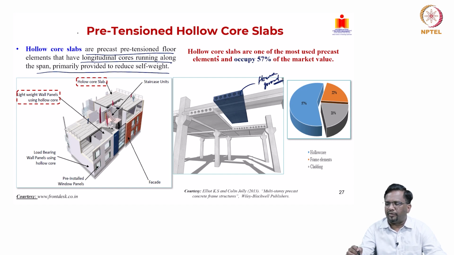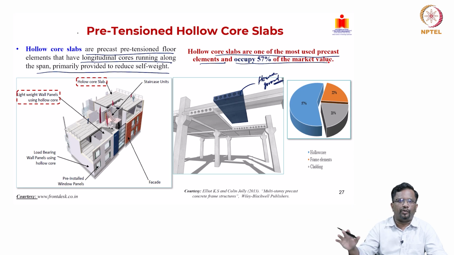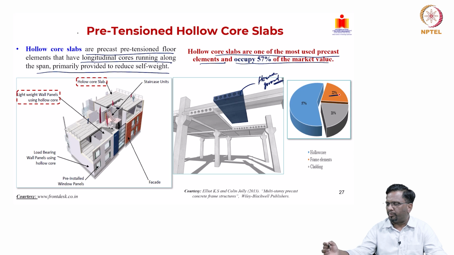So, hollow cores, that is the reason they are one of the most used precast elements, and they occupy almost 57% of the market value of the overall precast industry, right. If you look at the various elements being made by the precasters, frame elements occupy about 22%, cladding elements about 21%, but 57% is actually precast hollow core units, right. This is coming from one of the references here.